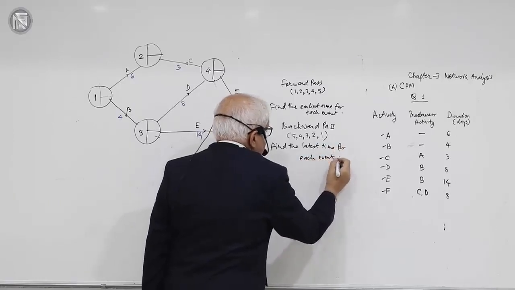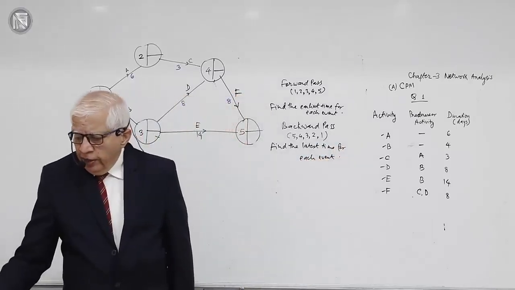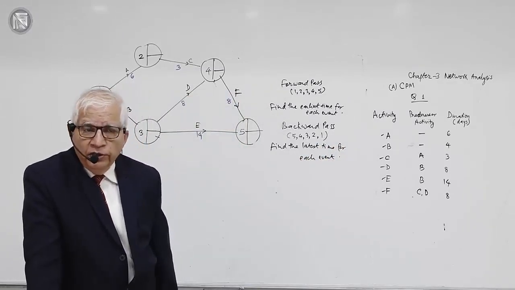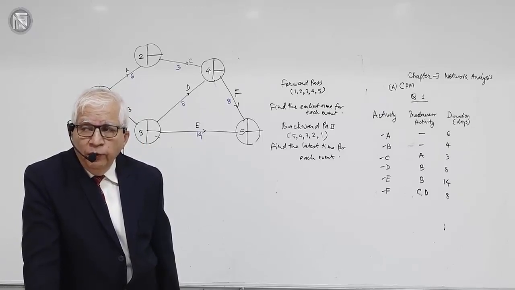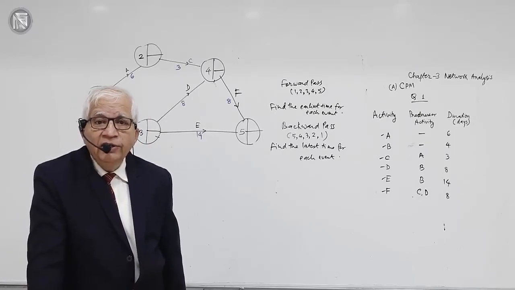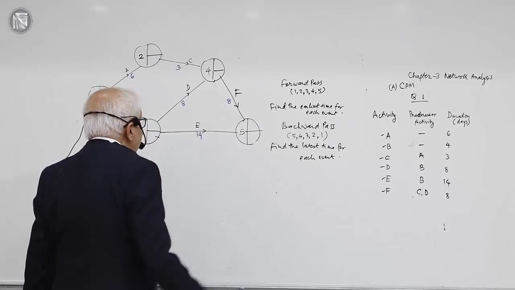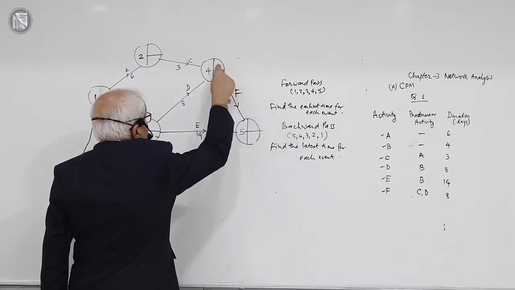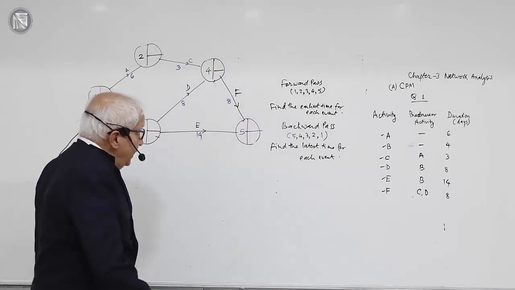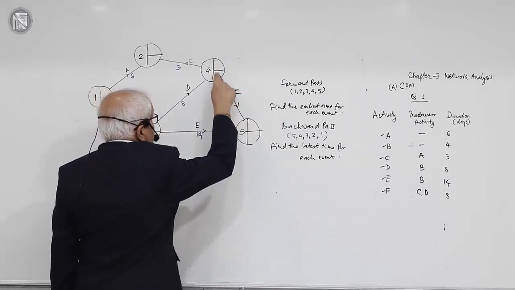So once the twin process is done, forward pass comes first. We'll do the forward pass calculations. From 1 to 5 we'll go, and when we reach 5 we'll immediately start the process of backward pass. In the process of forward pass, we'll find the earliest time for an event. Where do we write the earliest time for an event? At the top quarter circle. And the backward pass will give us the latest time for an event. That means this time for an event.